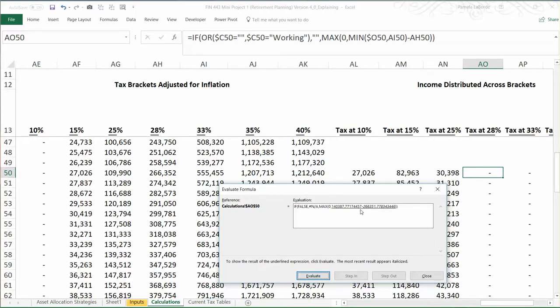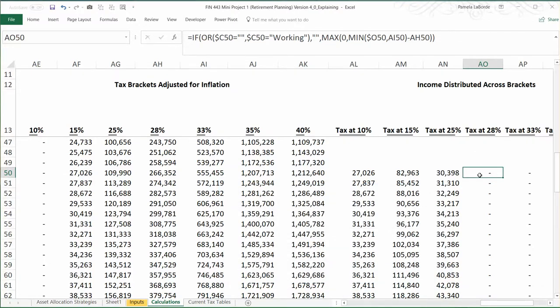Basically that means this particular person didn't have any money that's going to be taxed at the 28%. That's why I told it to choose the max of 0 or a negative number. So it's going to choose 0 here and say this person doesn't have any money that's going to be taxed at this current bracket.